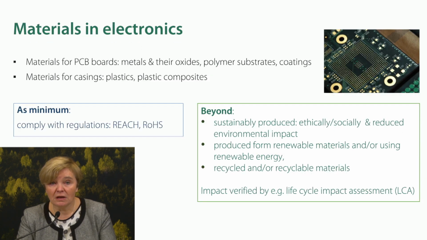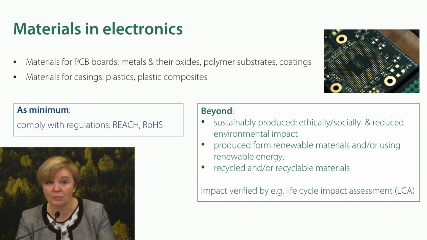So materials in electronics are used, as I just mentioned, for making PCB boards, where you have the metals, oxides, polymer substrates, also coatings on the top, but then you also have a lot of plastic components and different casing components, metallic components for the final assemblies.